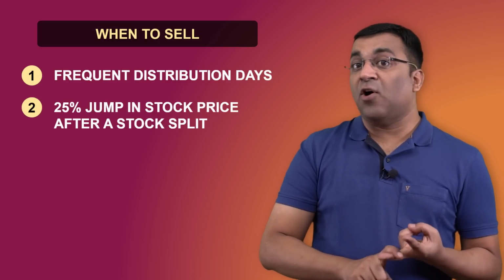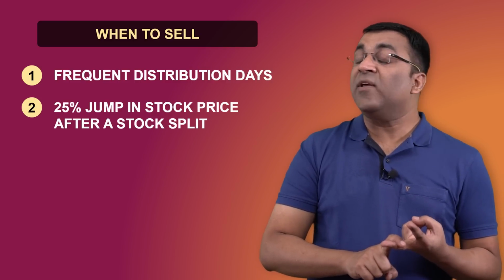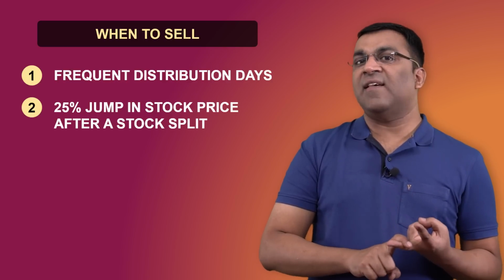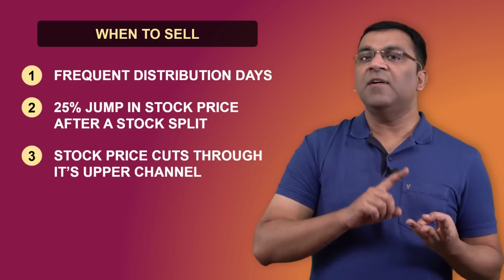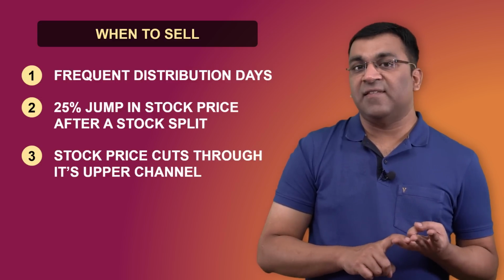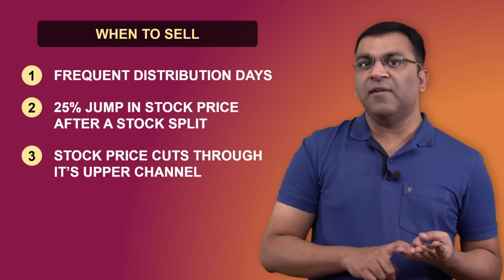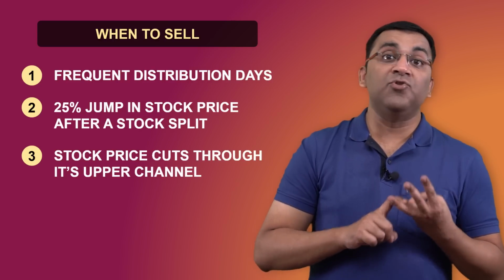Number 2, we have stock splits, and if the stock is up by 25% or more within 2 weeks of the stock split, then it's usually an excessive gain and it's time to pull the plug. The third scenario relates to technical analysis, and if a stock cuts through its upper channel line after a considerable run up, then the stock can be usually sold.